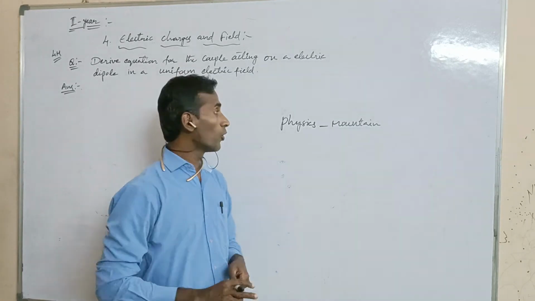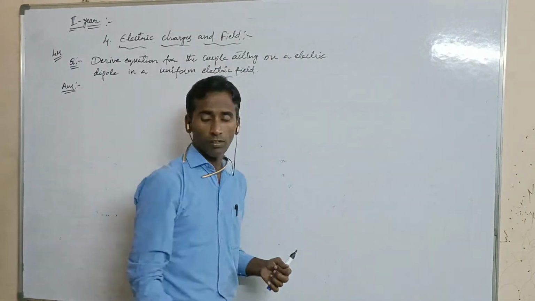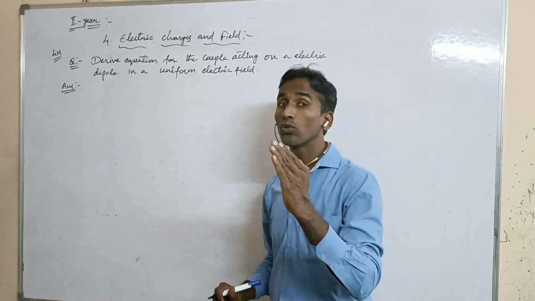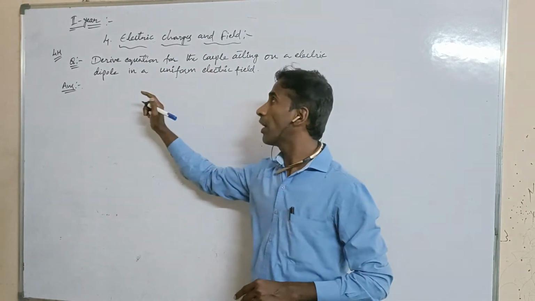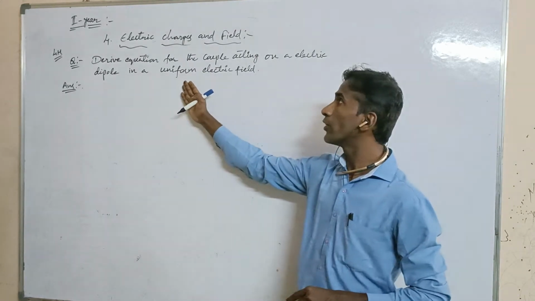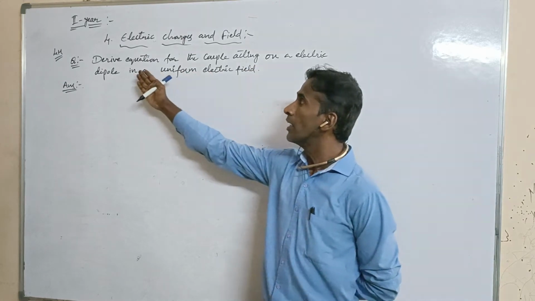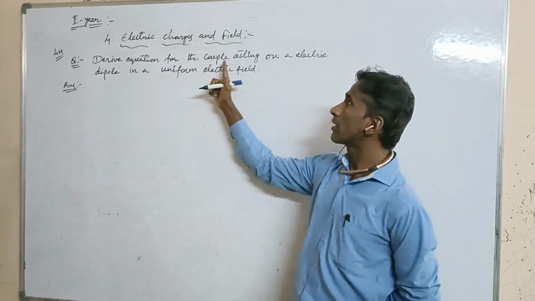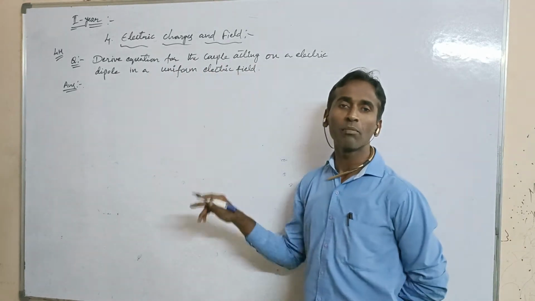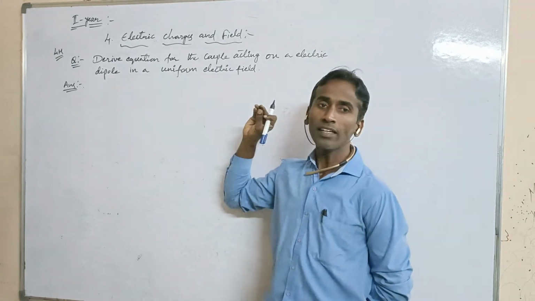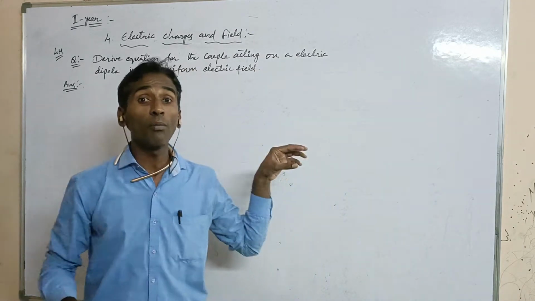Now I'm going to give the most important question, a continuation of the fourth chapter, Electric Charges and Fields. In that chapter we have a most important question, simply we can say, uniform electric field. How is it asked in the final exam? Derive the equation for the couple acting on an electric dipole. The couple means nothing but torque, how it will act on a dipole in a uniform electric field.